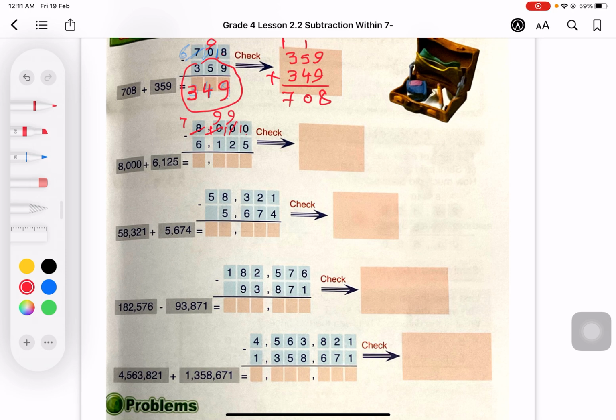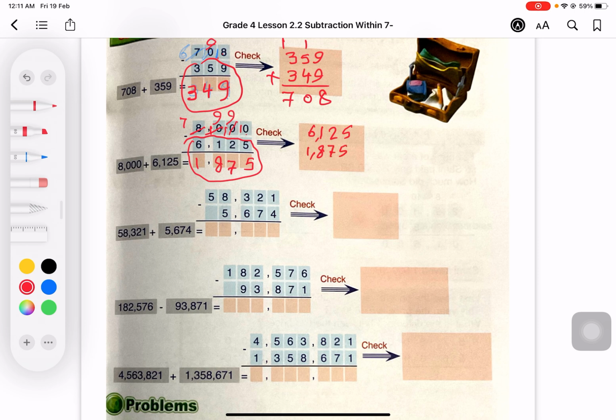Okay, now 10 minus 5, the answer is 5. 9 minus 2, the answer is 7. 9 minus 1, 8. Now 7 minus 6, 1. So the answer is 1,875. If I need to check, I will add these two numbers together. So it is 6,125. Put the comma here. And 1,875.